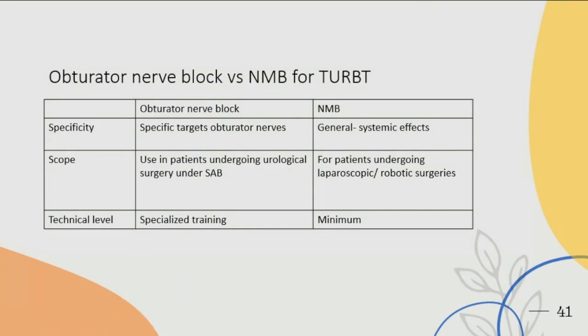So we go through it. Obturator nerve block is more specific, whereas neuromuscular blockade is general. If you paralyze, it means you have a secure airway already. The obturator nerve block is usually mainly used for patients under spinal for TURBT. Paralysis, you can use for laparoscopy, you can use for robotic surgery. This one is quite general.